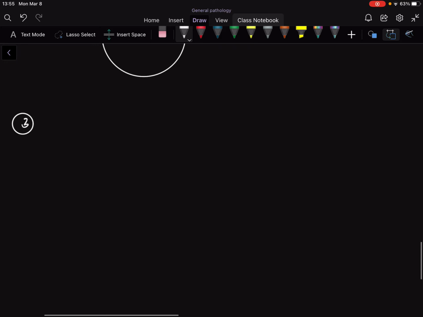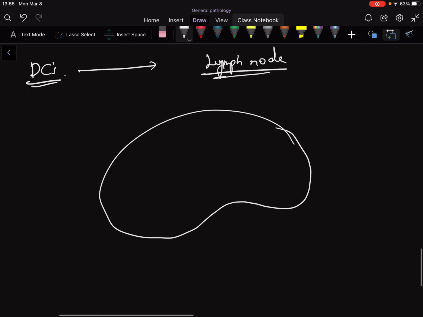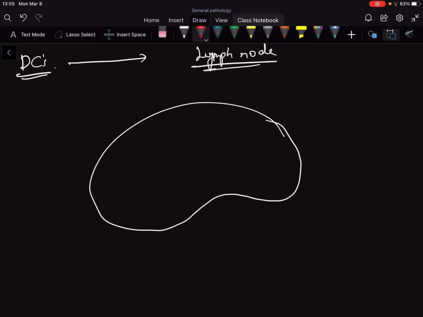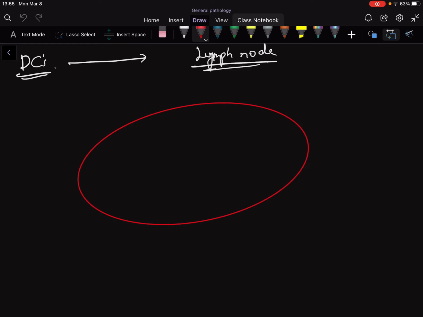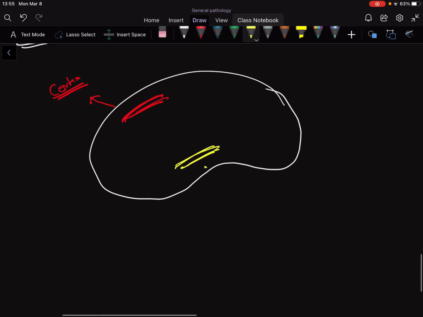Not only that, once the dendritic cells are activated, they will go to the lymph node. Suppose this is the lymph node here. This lymph node is divided into parts. The outer part here is called the cortex. The inner part here is called the medulla, and the middle part present here is called the paracortex.